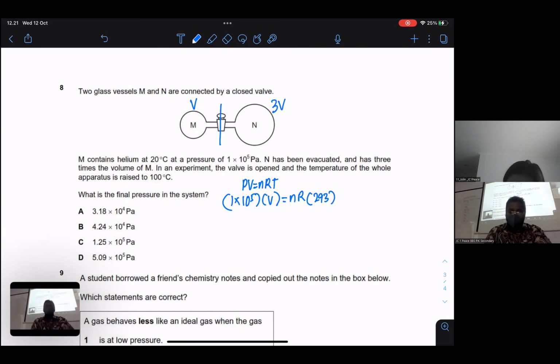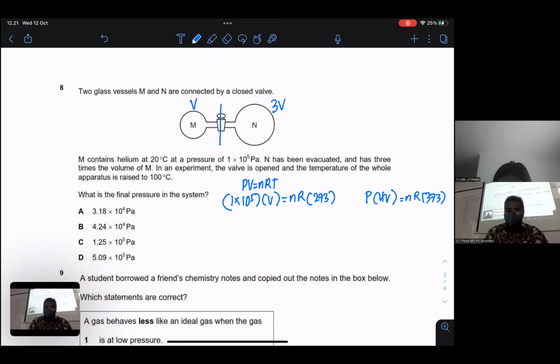After that, you have another version, which is after you open. After you open, you are going to have the final pressure, so I just put P. The volume now is V plus 3V, total 4V. So I'll just put 4V equals nR, and n is still the same. The T now is going to be raised to 100, so 100 plus 273 is 373.